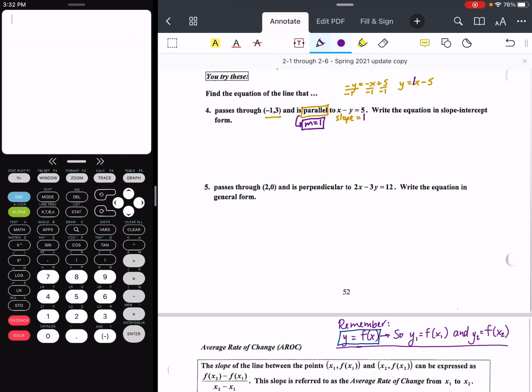So now I'm ready to use my point-slope form. y minus 3 equals my slope of 1 times x minus negative 1. I'll fix that double negative on the right-hand side and change that to x plus 1. Distribute 1 on the right, so I just have y minus 3 equals x plus 1. And then for my final answer, I want slope-intercept form. So my final step is just to add 3 to both sides. So y equals x plus 4.